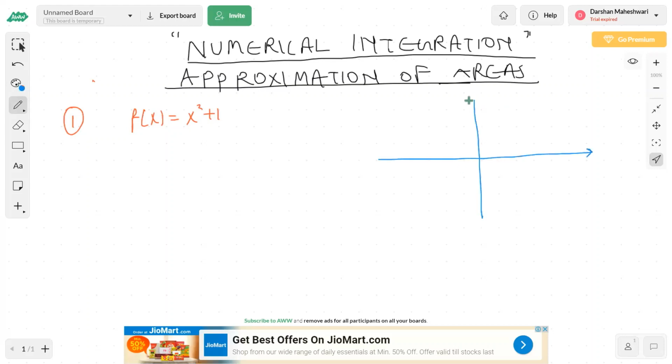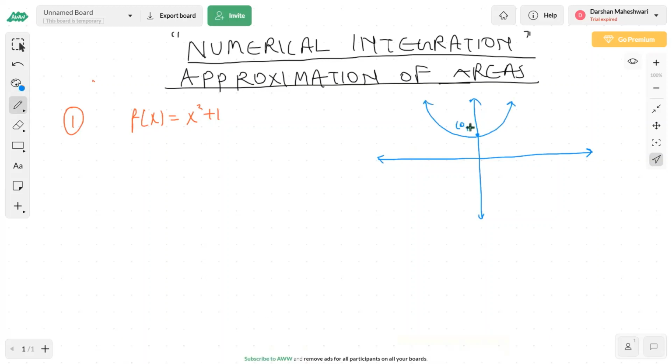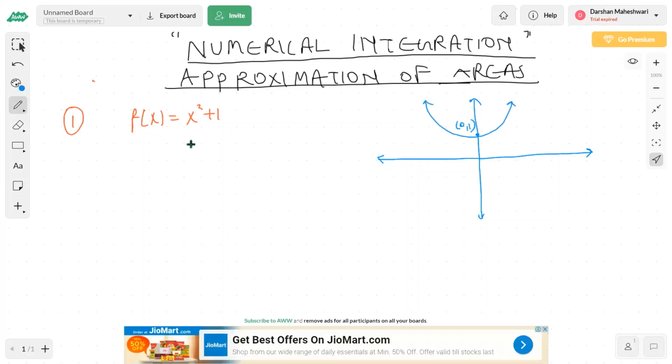So over here we have the coordinate axis. This is the vertex, which is (0, 1), and the parabola goes something like this. Now, suppose we are interested in finding its area between 0 and 2. This is 2 over here. This is 0, of course. So we need to find the area between 0 and 2.